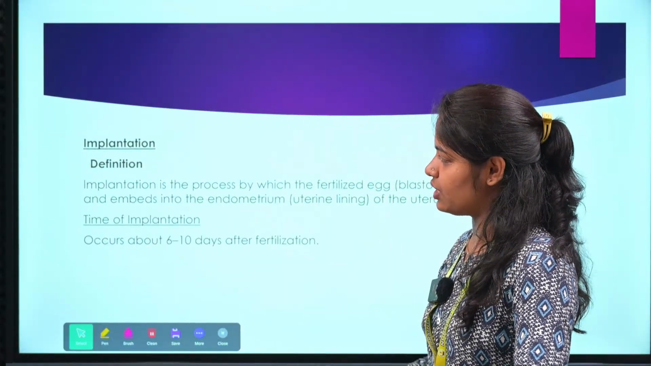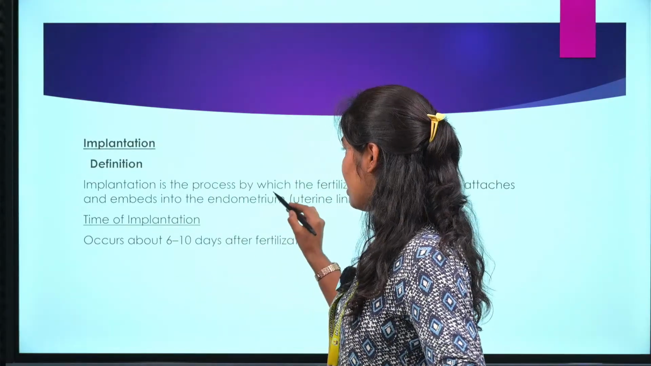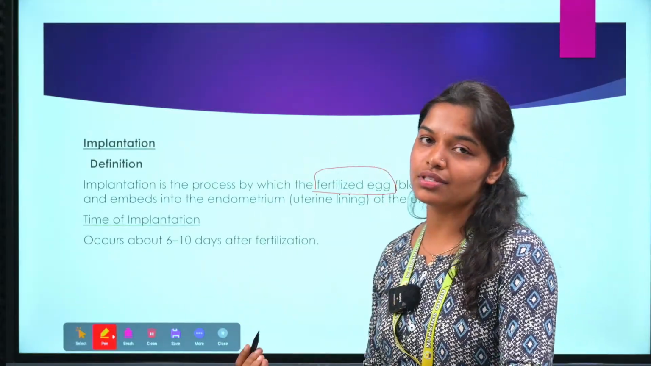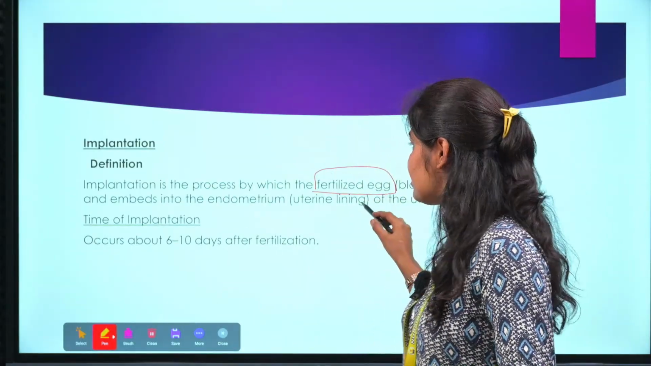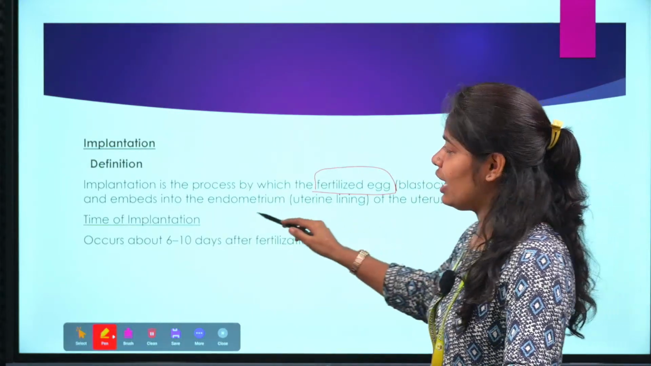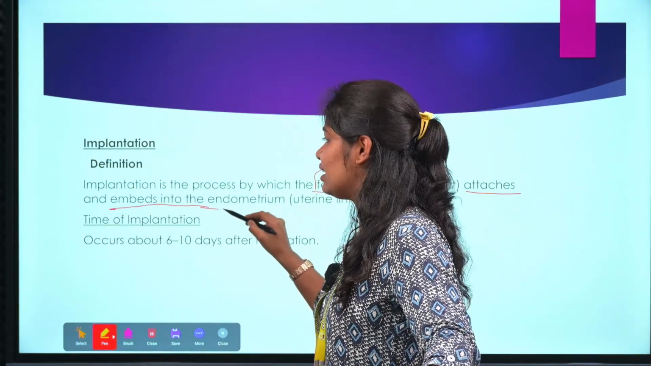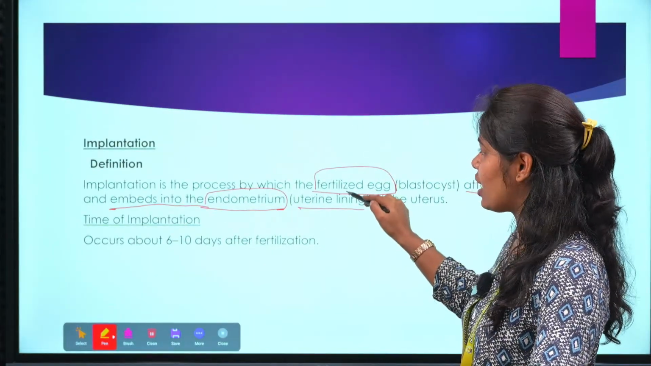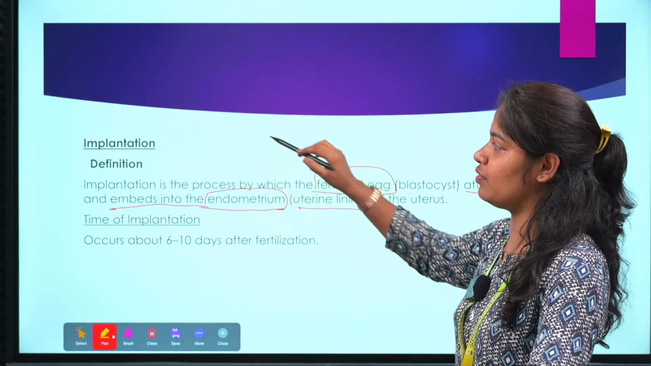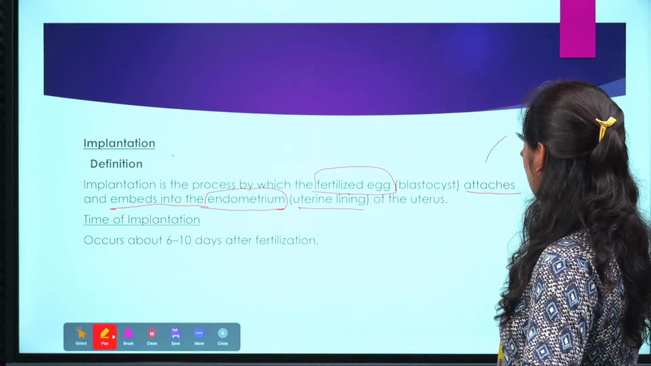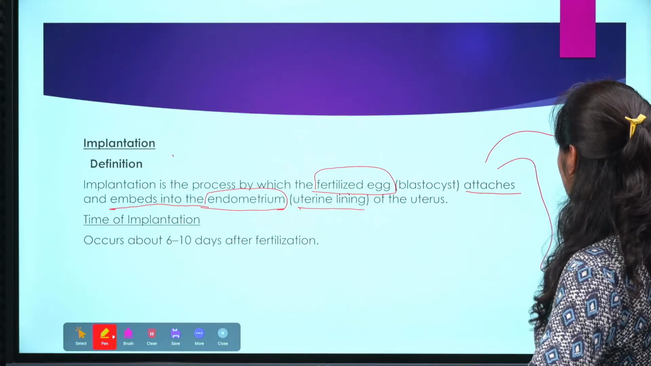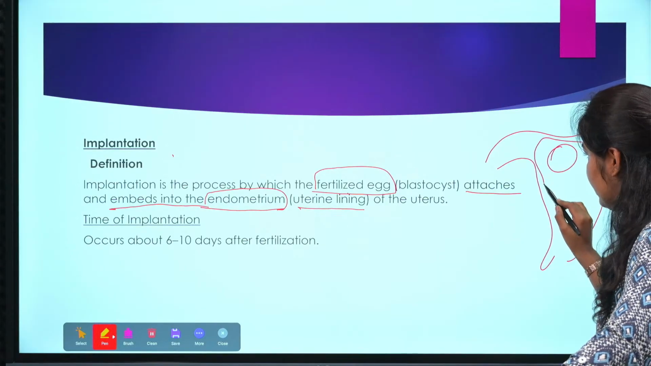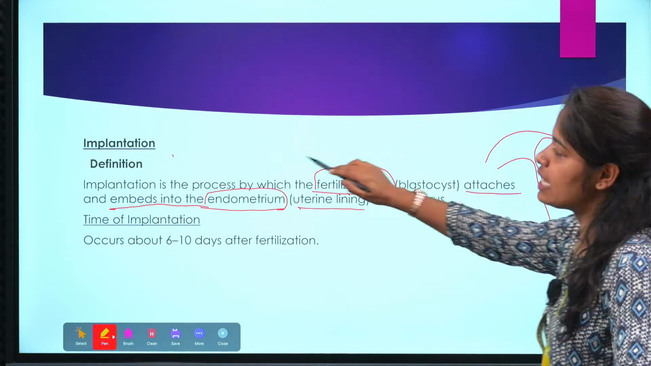Next is implantation. Implantation is the process by which the fertilized egg, formed when the male gamete and female gamete fuse to form the zygote, attaches to the inner layer of the uterus, which we call the endometrium, the uterine lining. Here is the uterus, and the fertilized egg is going to attach to the inner layer of the uterus. We will call it implantation.